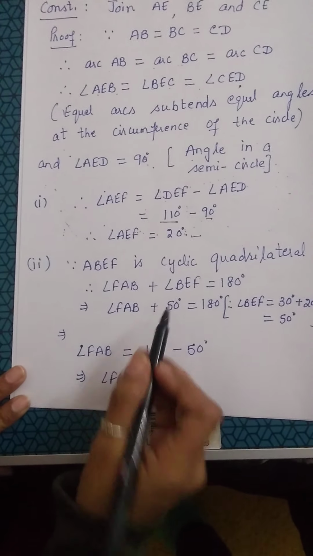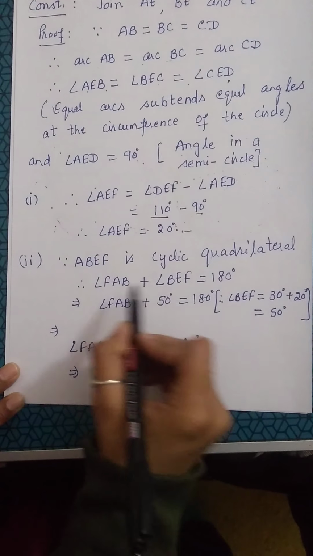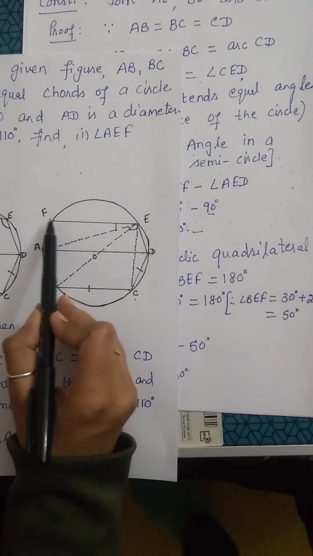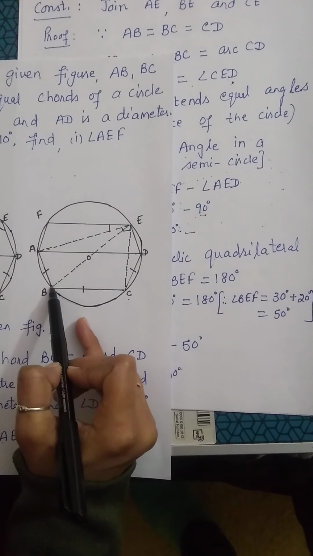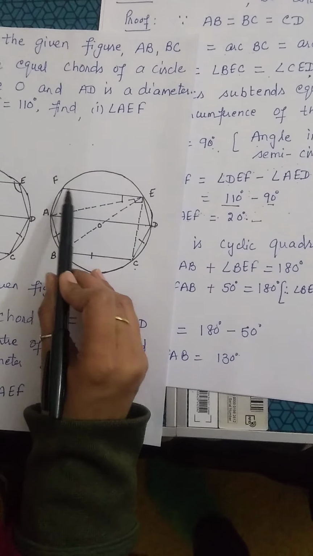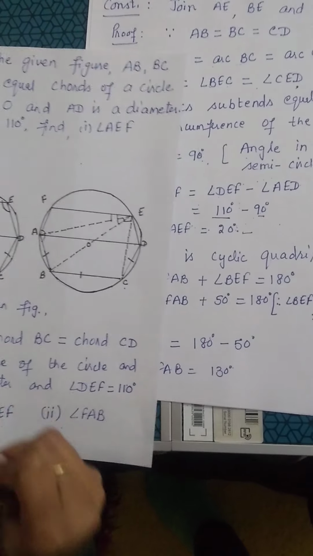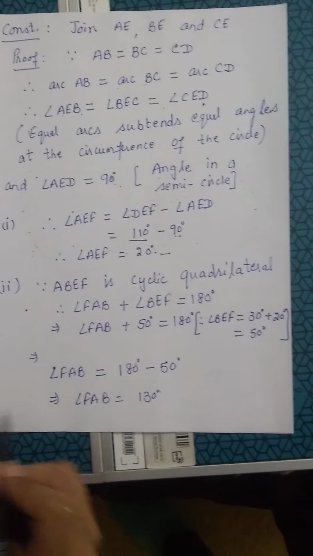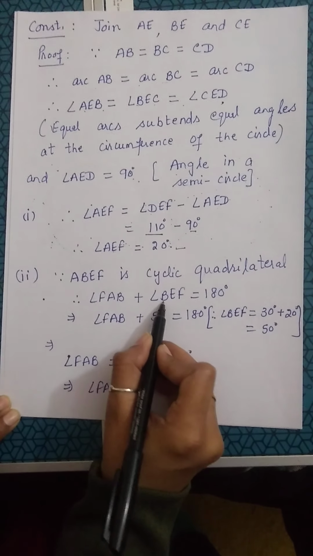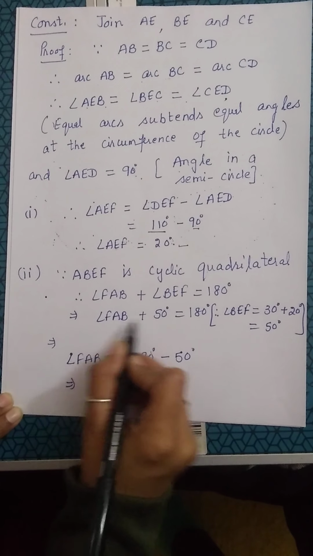For the second part, because ABEF is a cyclic quadrilateral, angle FAB plus angle BEF, these two angles, will be 180 degrees, because the sum of the opposite angles of a cyclic quadrilateral is 180 degrees. BEF is 50 degrees. Now FAB plus 50.